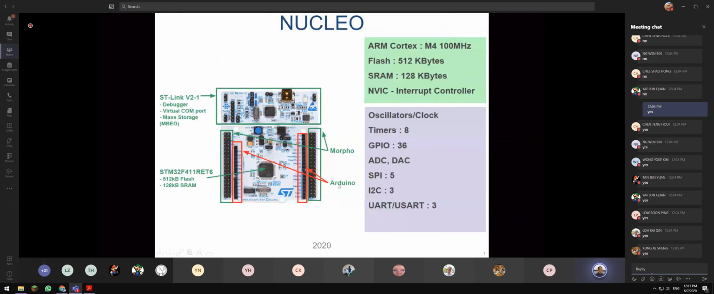Class, remember, when we come to embedded system design, we are not just studying the board. We are looking into the microcontroller itself. Let's say, for example, the Nucleo board. They are using the microcontroller STM32F411IET6. Why is it important to learn the microcontroller? Because you are the one who is going to design this board.